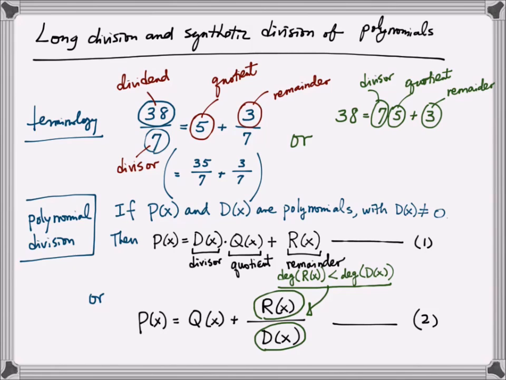If the degree of r of x is actually greater than or equal to the degree of d of x, then one can perform a long division one more time to reduce that degree down by 1. Next, let's consider doing an example of long division and try to express our results in both forms.